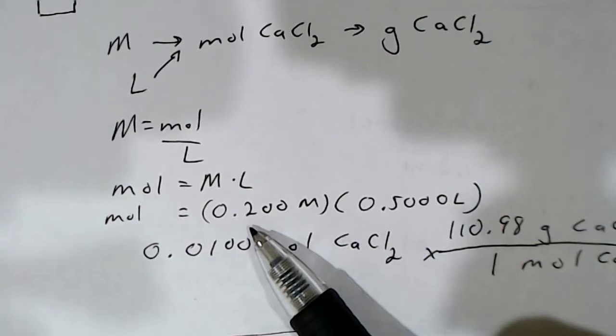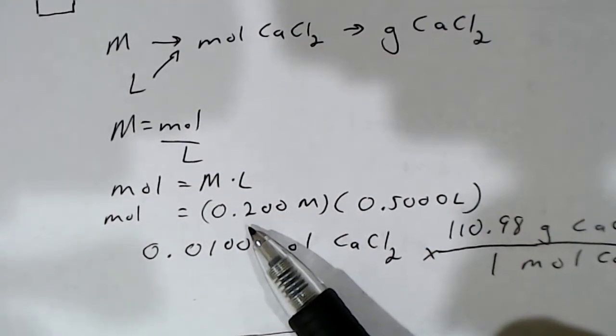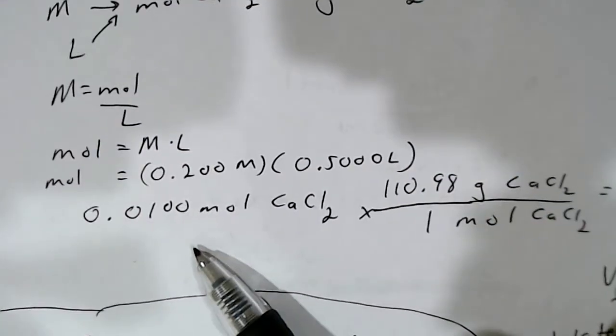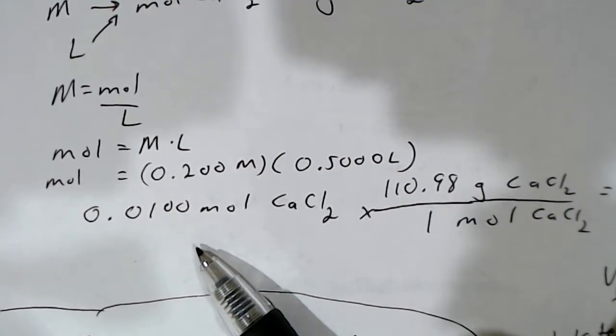Plug in for molarity 0.20 molar, and because we wanted to prepare 500 milliliters, we can divide that by 1,000 to get 0.5000 liters of solution. Multiplying those, we get the number of moles of calcium chloride that we would need to prepare that solution.